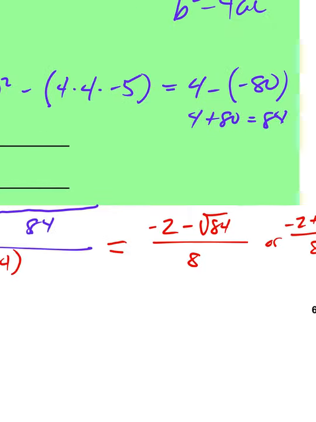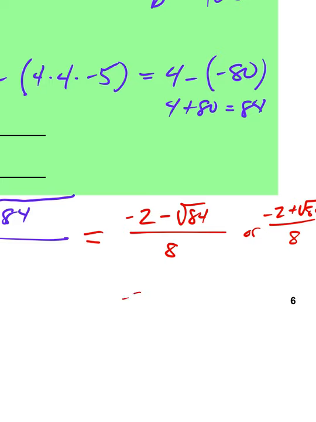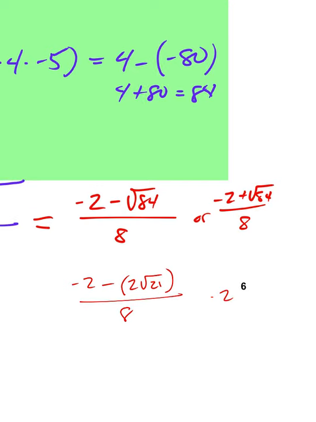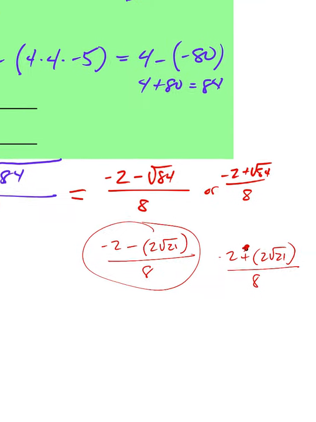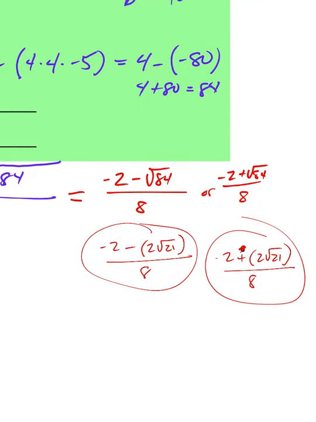Now we can actually simplify this radical a little bit. Root 84 is root 4 times root 21, so we can write this as -2 minus 2 root 21 all over 8, and then -2 plus 2 root 21 all over 8. So these would be our respective solutions for our zeros, and we could simplify a little bit more. This is really -1 minus root 21 all over 4, and -1 plus root 21 all over 4, since we've got a -2 over 8 and a -2 over 8.